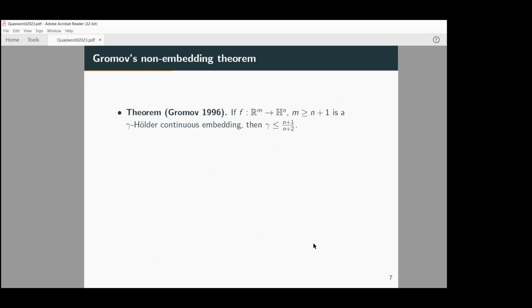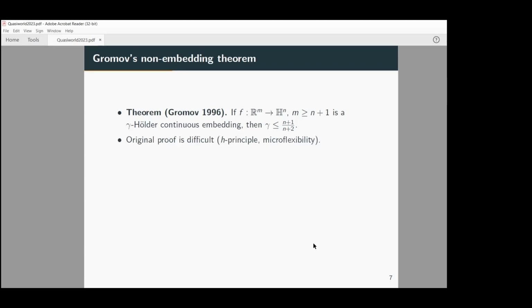So here the assumption that m is greater than or equal to n+1 is important, because there are a lot of smooth horizontal surfaces of dimension n. But if we go from dimension n to dimension n+1, there are no longer smooth horizontal surfaces. And one can ask about the existence of Hölder continuous embeddings. And Gromov proved that actually the Hölder continuous exponent cannot be too large. He got this upper bound.